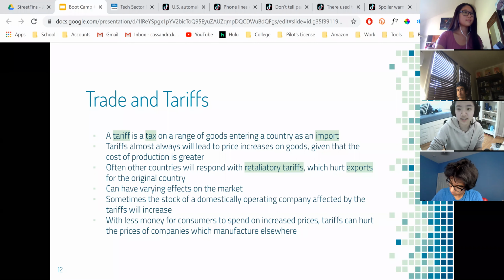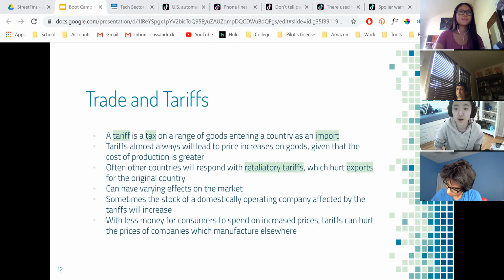Okay, so trade and tariffs. A tariff is a tax on goods entering the country as an import. This almost always increases the prices of imported goods, since the cost of production increases because of the tax.